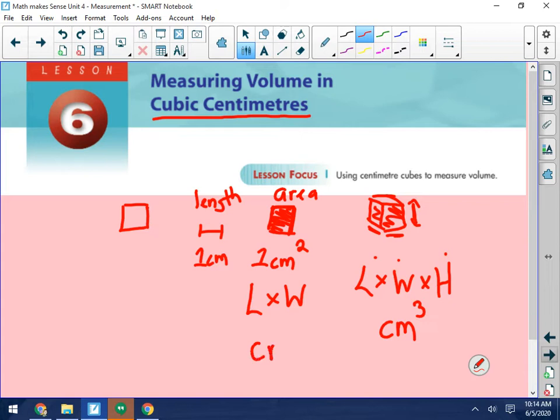This is centimeters squared because we have 2 dimensions. We have length and width. And this line is just centimeters. It's just 1 dimension. So we have 1D, 2D, and 3D. Or centimeters, centimeters squared, centimeters cubed. This is what we use for measuring volume, is cubic centimeters.